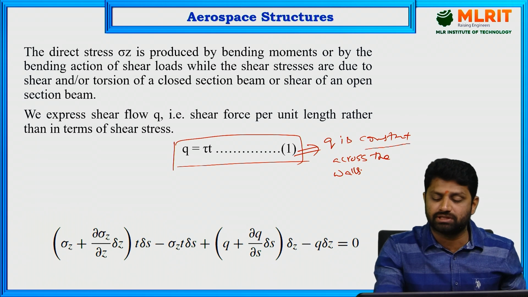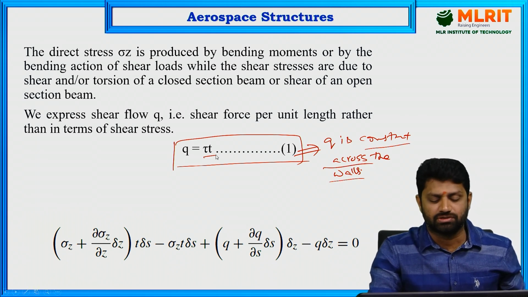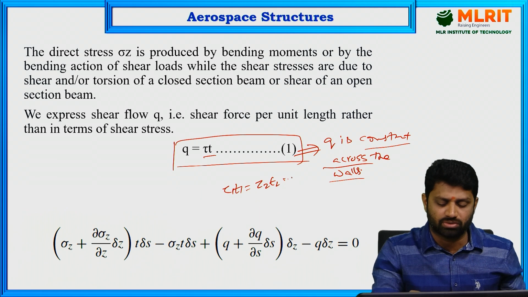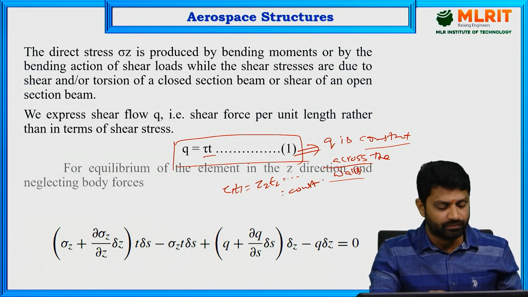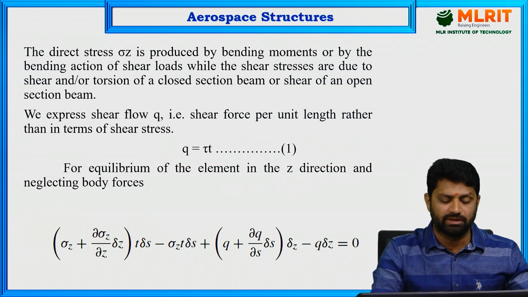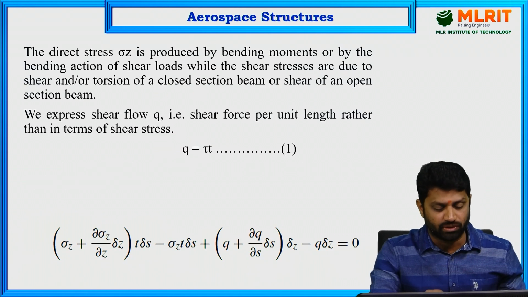Shear flow is constant across the beam walls means the product of tau and T is also constant, so for the walls you can write, for example, tau 1 T1 equals tau 2 T2 equals, and so on, that you can keep as constant. Now for the equilibrium of the element, we are considering the Z direction and neglecting the body forces, and we are trying to write the equation. So what is that equation?